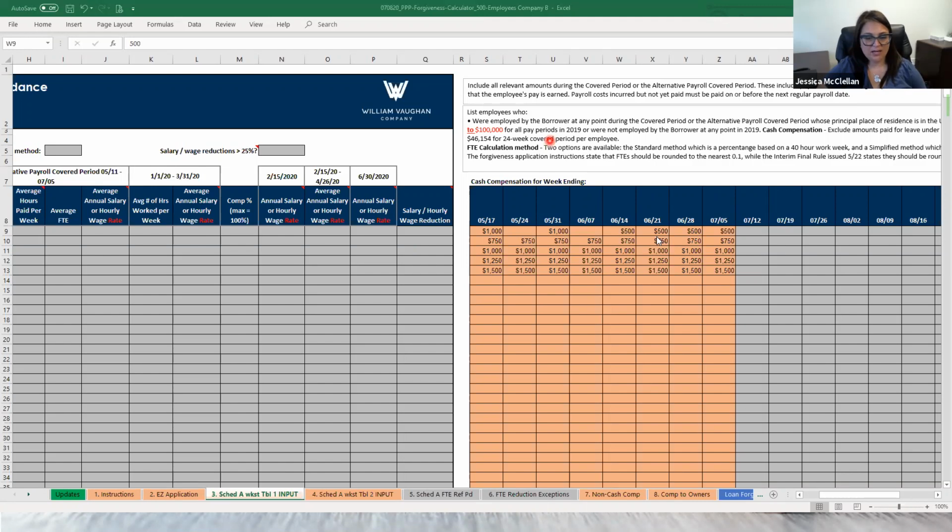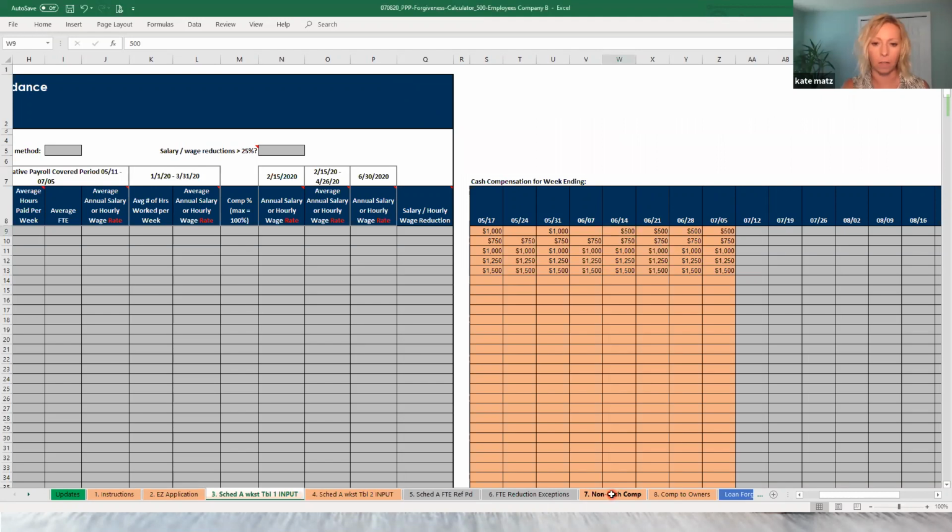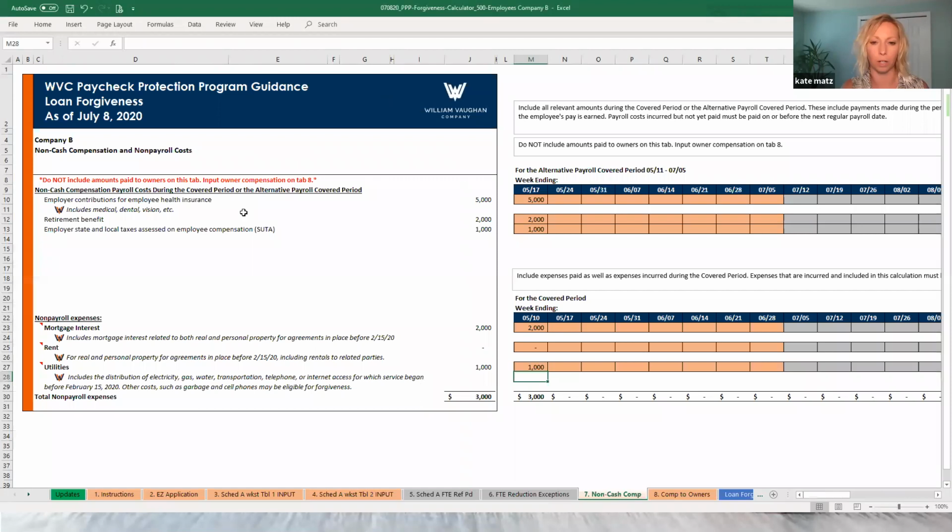Is there any calculating on here for being able to count SUTA as part of payroll? Yes. So on tab 7, the non-cash compensation, and this just means compensation that's not actually going to your employees, there's a section here for health insurance that you're paying on your employees' behalf, retirement benefits you're paying on their behalf, and then also any state and local taxes that you're paying on their behalf. So that's where that SUTA would come into play.